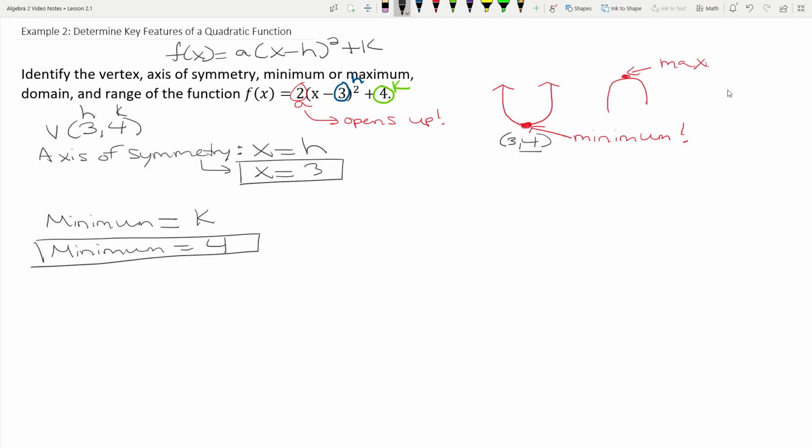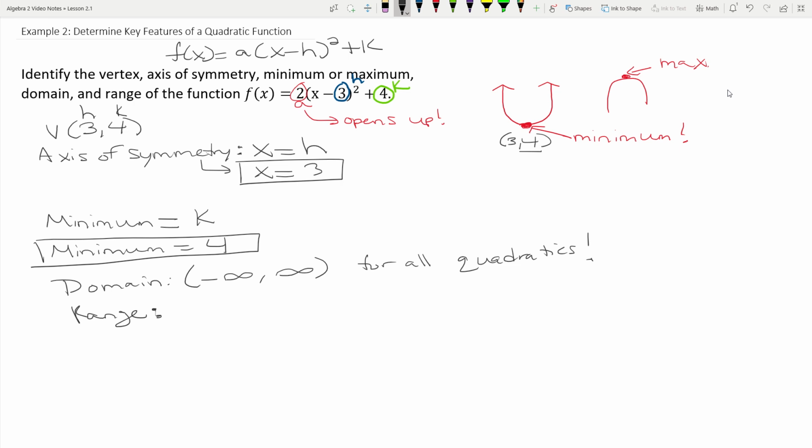Okay, so now we're looking for the domain. The domain is very easy for this because the domain for any quadratic function is all real numbers. So the domain is negative infinity to infinity for all quadratics. Automatically negative infinity to infinity. And then the range requires a little bit of work.